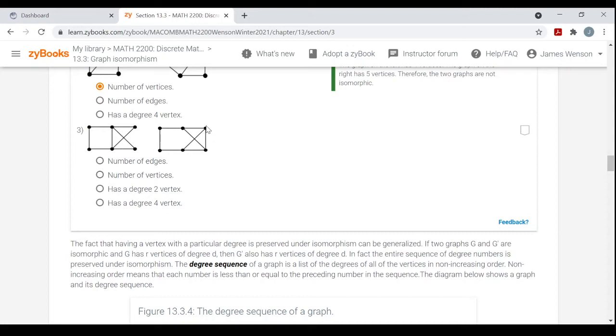Do any of these vertices have degree 4? Well, that's 2, 3, 3, 3, 3, and 2. So this has a couple vertices with degree 4. And remember, if they're isomorphic, they should have the same number of vertices with the same degree. This graph doesn't have any vertices of degree 4. So these degree 4 vertices are messing it up. Right? These graphs are not isomorphic. They don't have the same structure.